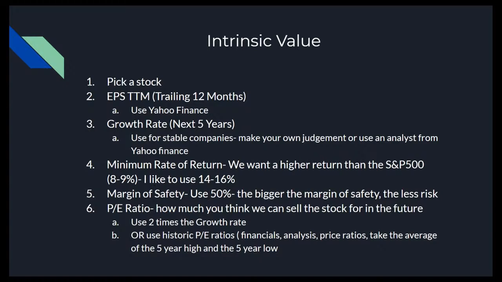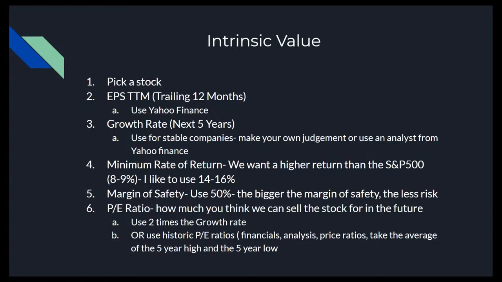And then you're going to pick your minimum rate of return. When you're investing, you obviously want a higher return than the S&P 500. S&P 500 gives an average return of 8 to 9%. So what I like to do is use a 14 to 16% minimum rate of return, right? And after that, you're going to collect the margin of safety. The ideal number is 40 to 50%. The bigger the margin of safety, the less risk. Basically, margin of safety is a built-in cushion allowing for some losses to be incurred without taking a major negative effect. It's just a safety net, basically.